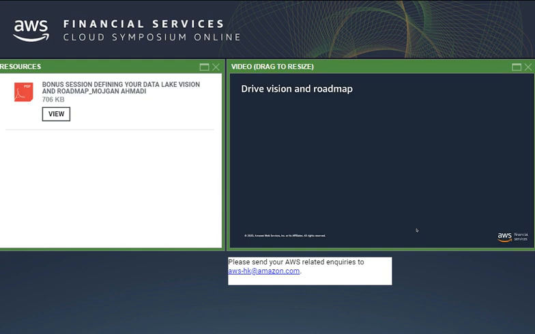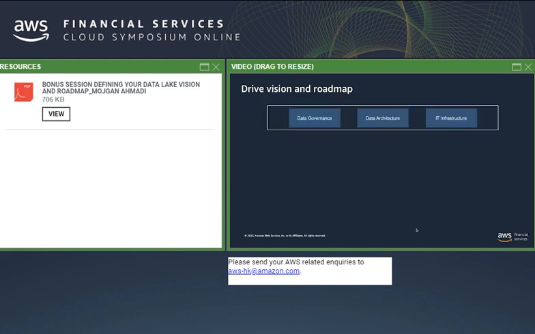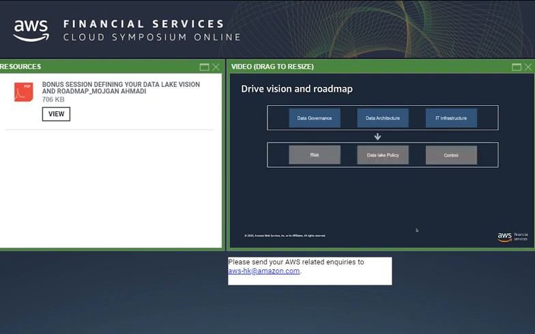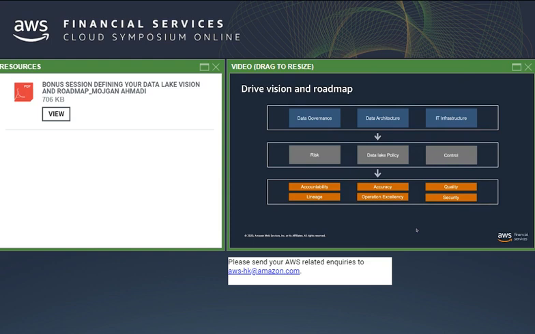So let's put it all together. How to drive vision and roadmap. The first step, you have to identify teams that are actively involved. Second step, identify and clarify your data lake policy, control, and risks. Using that, you can drive your data principles. And using your data principles, you can set a roadmap. By doing that, you have a clear vision and roadmap to your data lake implementation.